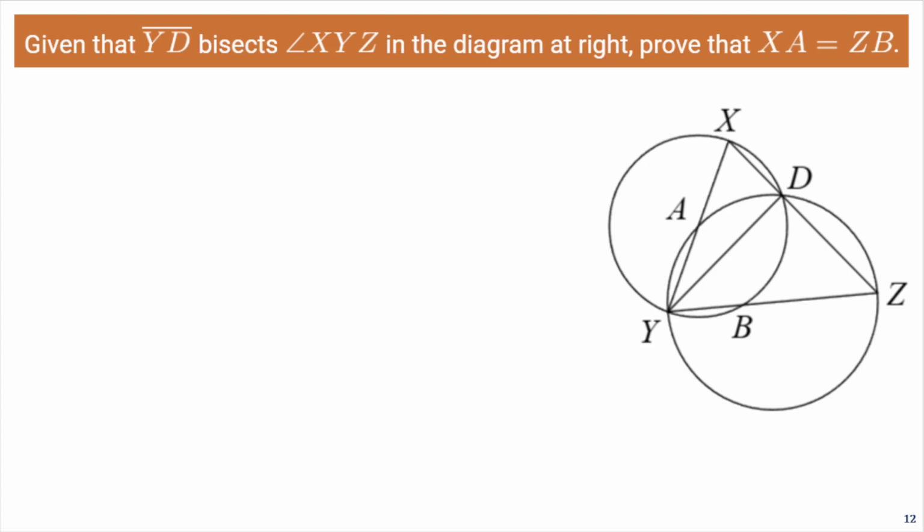Alright, let's have a look at the solution together. So this problem involves lengths and angle bisector, chords, secants, and circles. Therefore, we should consider the angle bisector theorem and power of a point theorem. The angle bisector theorem applied to angle bisector YD of triangle XYZ gives us XD over XY should equal ZD over ZY, right? This is by angle bisector theorem.